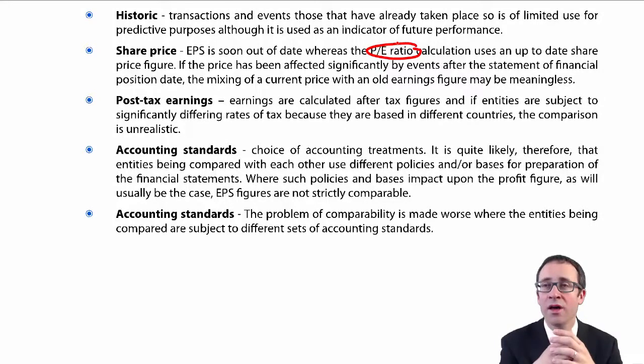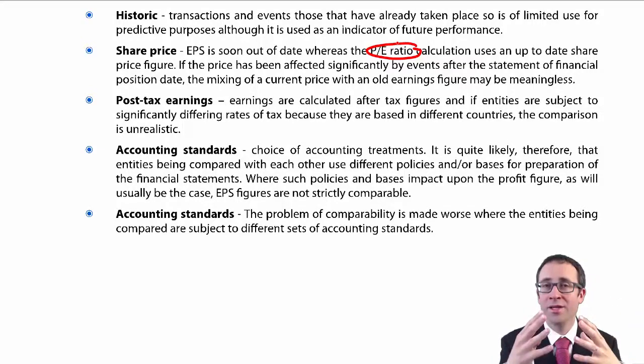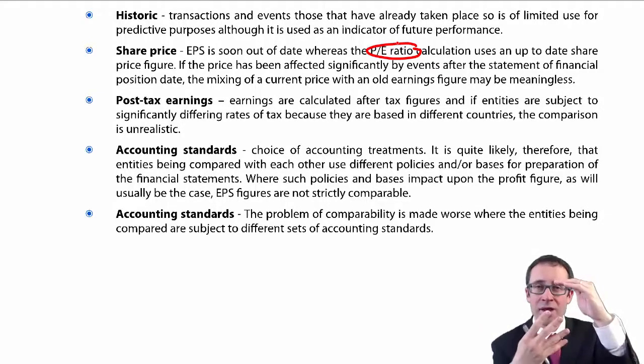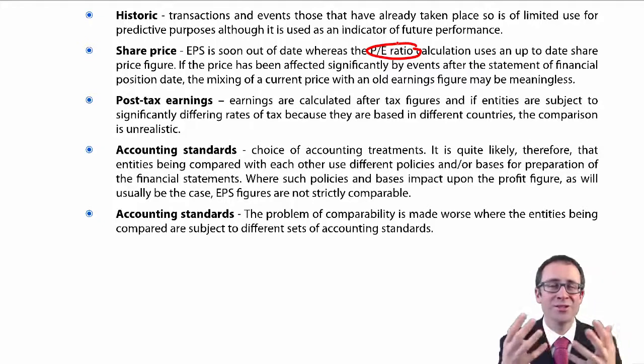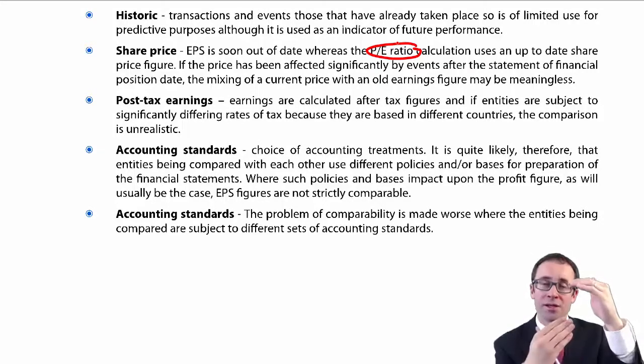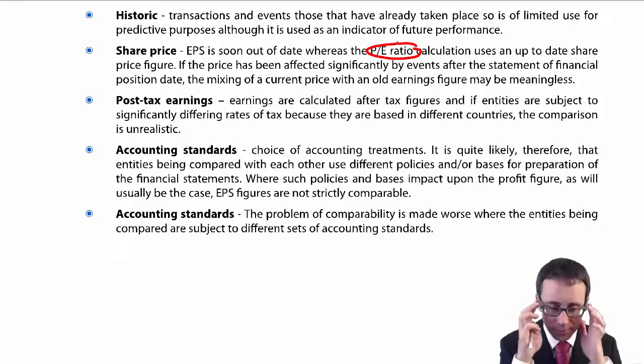So the issue that you've got there is that the share price is an up-to-date figure, but the earnings is a historic figure. And if you've got an up-to-date price figure on the top and a historic earnings figure on the bottom, then that makes the price earnings ratio maybe that little bit less meaningful. Okay, it would be nice, wouldn't it, to have an up-to-date price with an up-to-date EPS figure, but that only really happens at the end of the year.